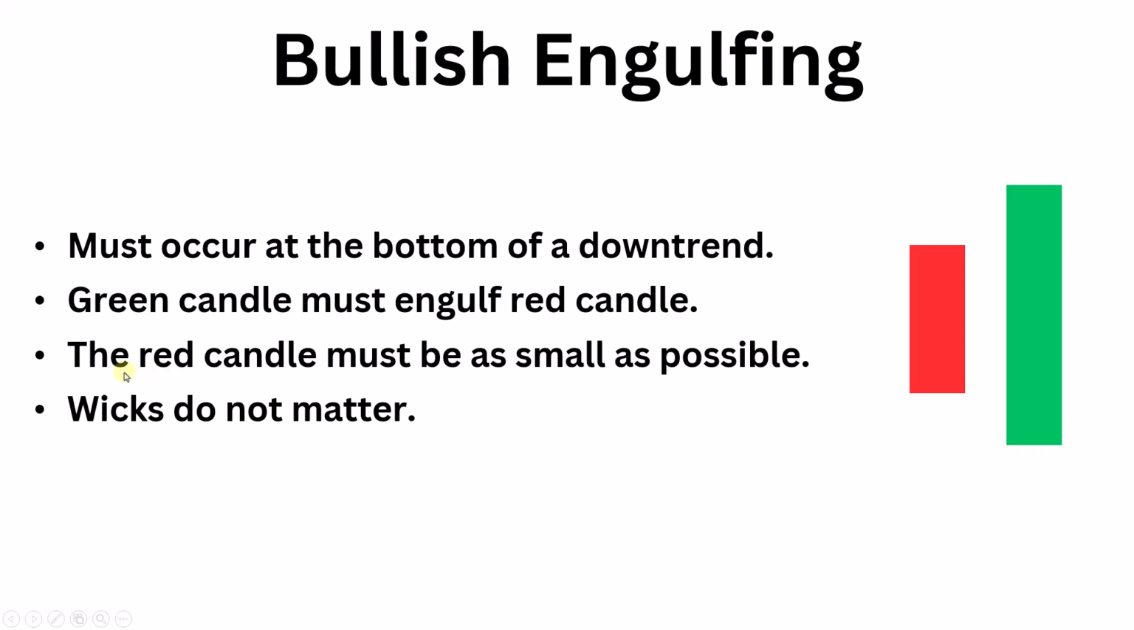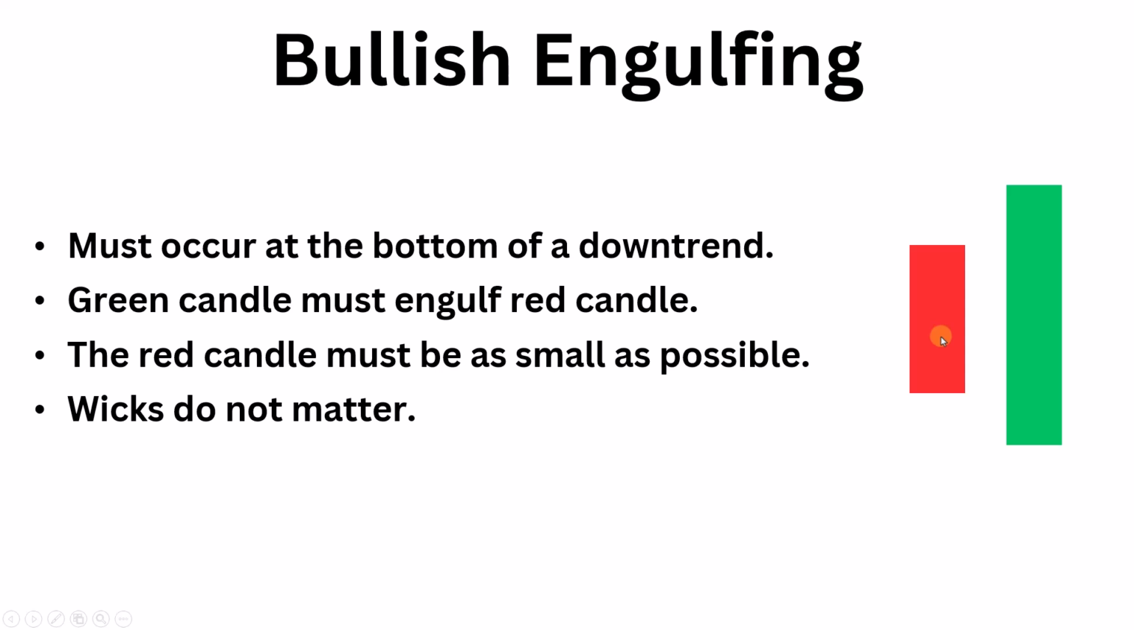Next, the red candle must be as small as possible. If it is smaller than this, then it is very good. Why? You will see later. So it is good if the red candle is small. If it is big like this, then the green one should be much bigger than this. That's all. We want it to be as small as possible, but generally we won't get it like that, so it is okay if this is big too. The green has to be bigger than the red. That's all.